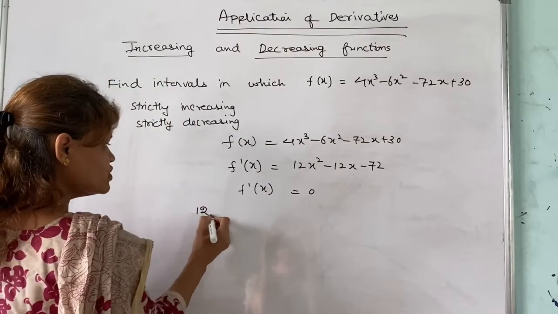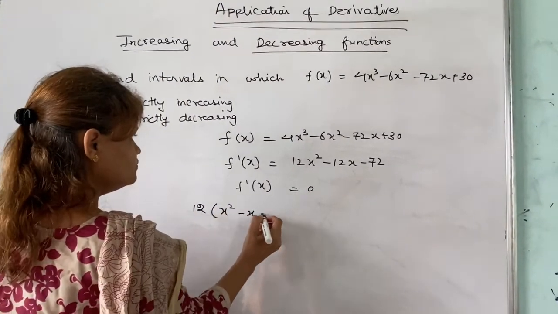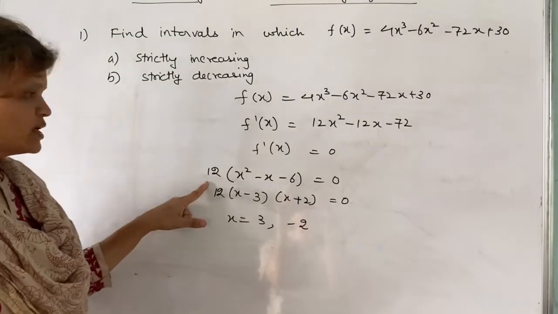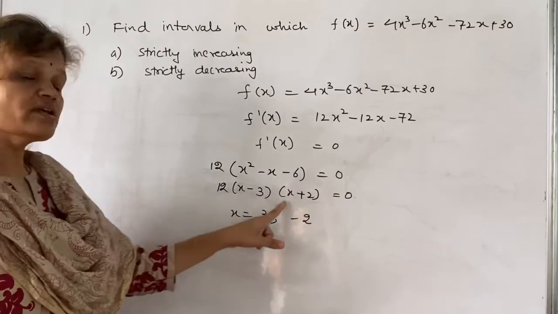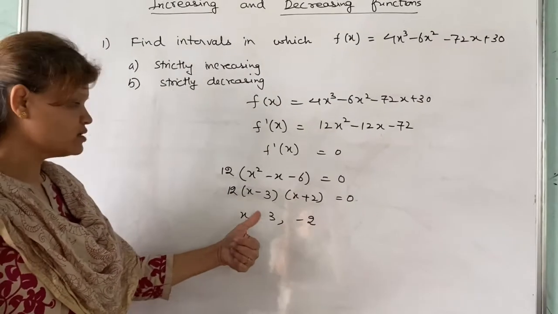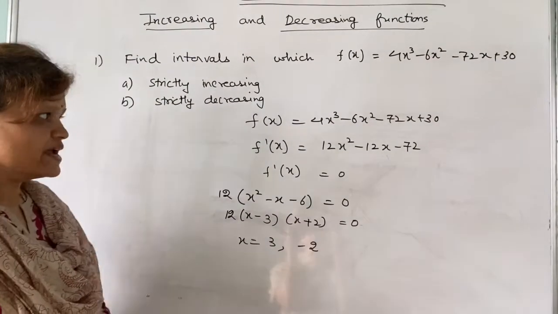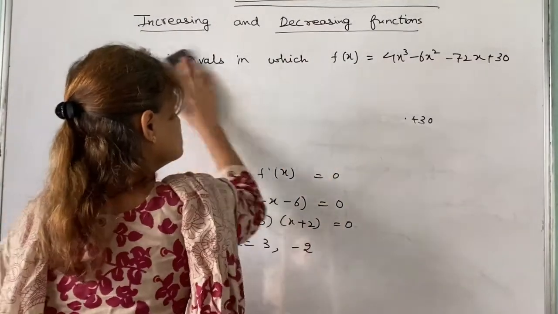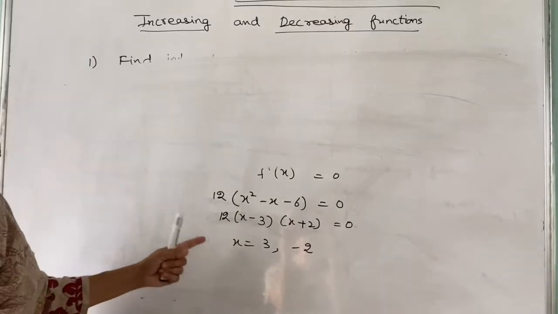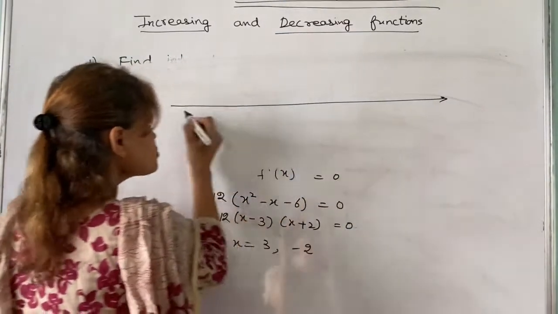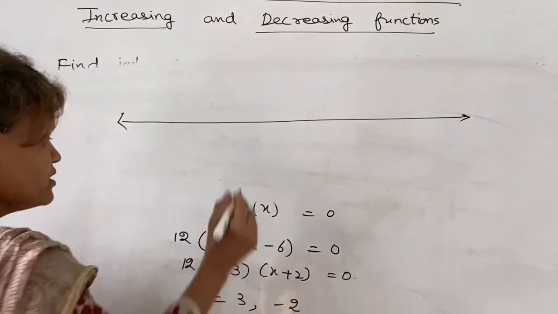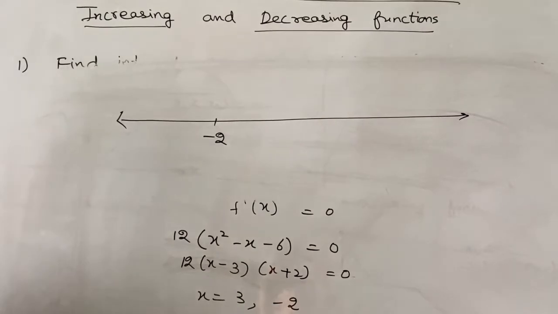So f dash of x we are going to equate to 0. From this I will first take 12 common. So we equated f dash of x equal to 0. We have taken 12 common, then got the factors x minus 3 and x plus 2. From that we got the values of x as 3 and minus 2. Now next step is we are going to draw a number line and show these points on the number line. No other points, only these points. You should not show 0 also here. You just have to write this point. So minus 2 and 3.